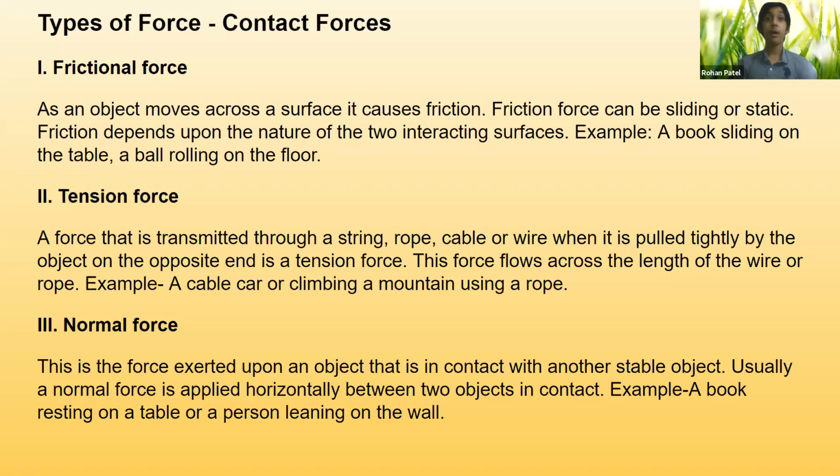Lastly, we have a normal force. This is the force exerted upon an object that is in contact with another stable object. Usually, a normal force is applied perpendicular between two objects in contact. For example, a book resting on a table or a person leaning on a wall.